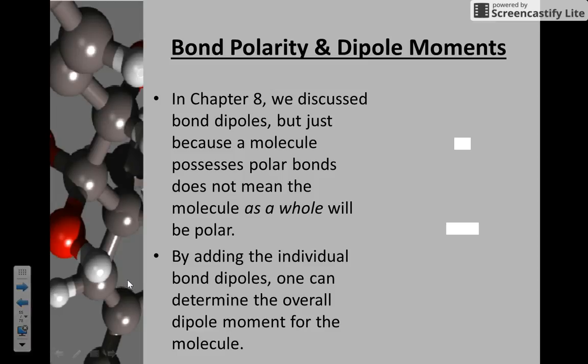By adding the individual bond dipoles, one can determine the overall dipole moment for the molecule. So it has to do with the symmetry within your molecule, the way the electrons are arranged around your central atom.